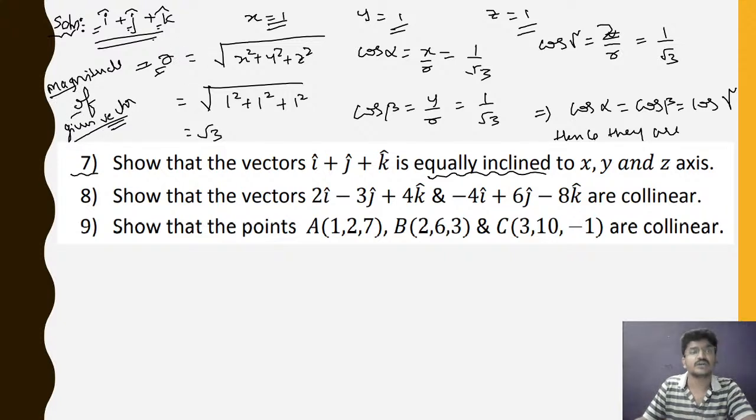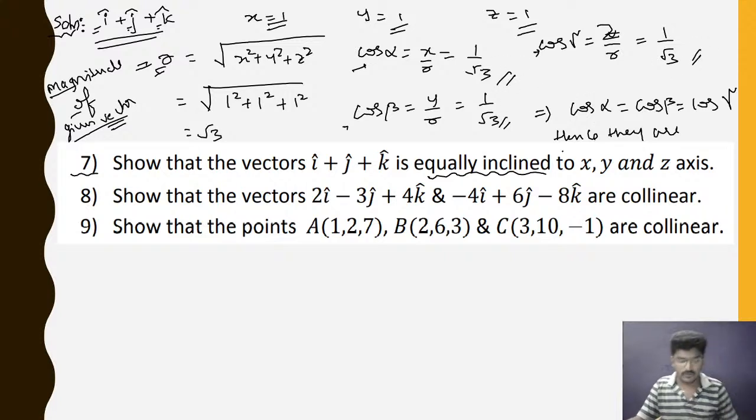So from that i cap plus j cap plus k cap, you can just see x square plus y square plus z square, 1 square plus 1 square plus 1 square, that is root 3. Cos alpha, cos beta and cos gamma, 1 by root 3, 1 by root 3, 1 by root 3. Cos alpha equal to cos beta equal to cos gamma, because all three terms are same. Therefore it is equally inclined.